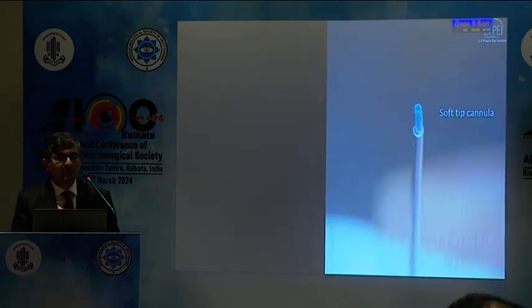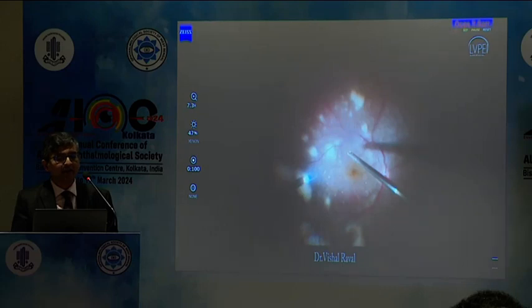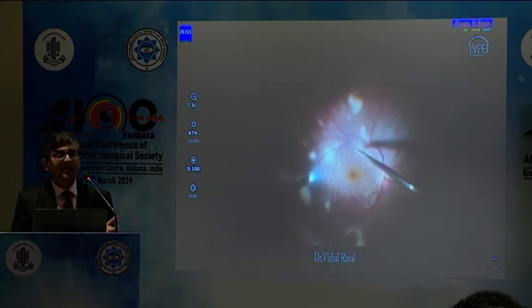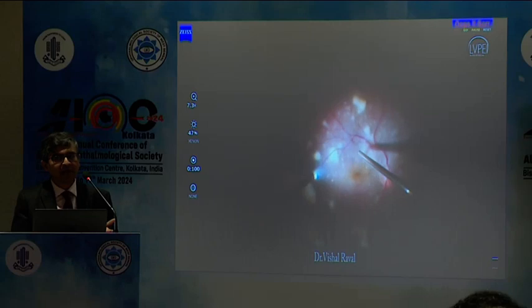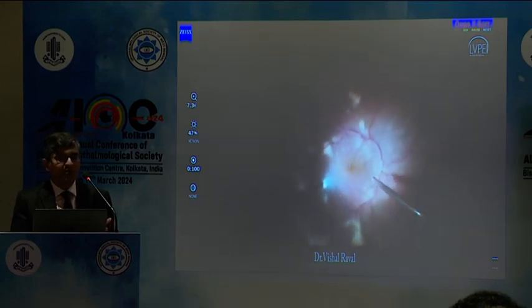So what I do is a very simple novel technique. I use the soft tip cannula, I cut it and make it a little bit of bevel, and then I attach this soft tip cannula to a 2 ml syringe. The vitreous biopsy, as we do for any other case, I take undiluted vitreous biopsy followed by diluted vitreous biopsy, or the cassette fluid you can send.